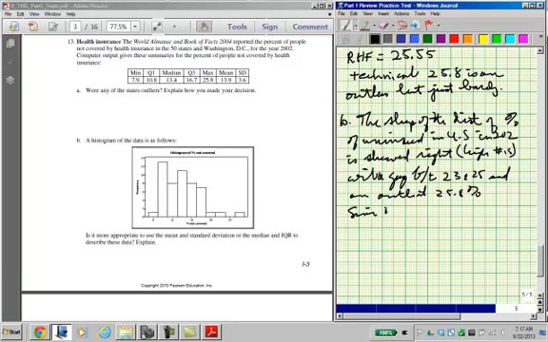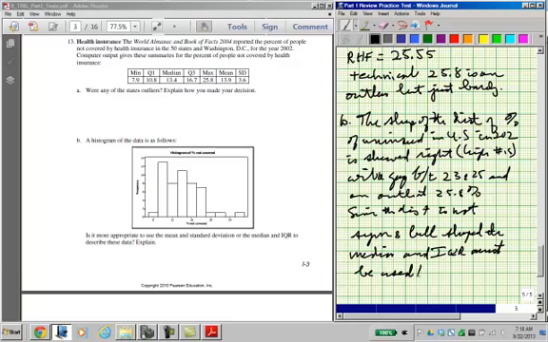Since the distribution is not symmetric and bell-shaped, the median and IQR must be used to describe it.